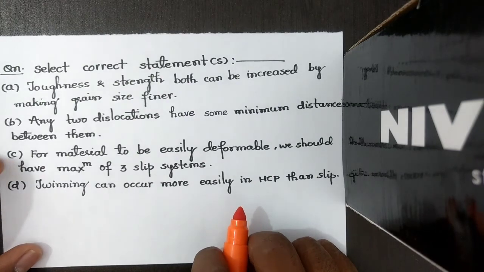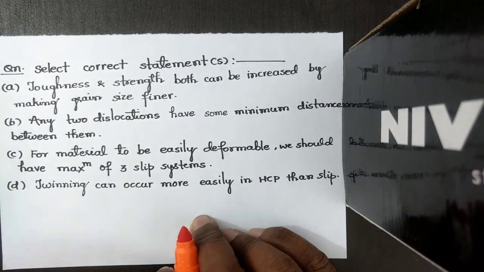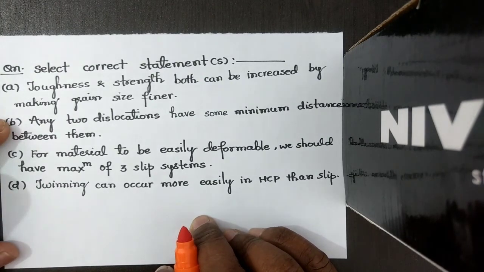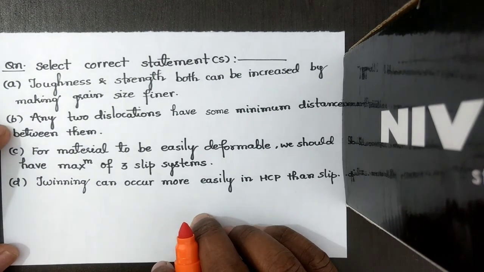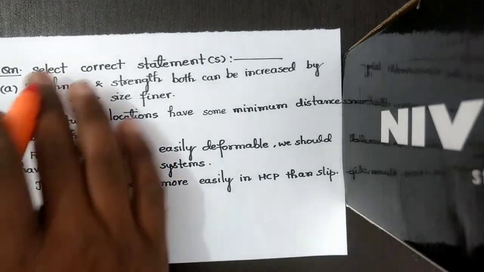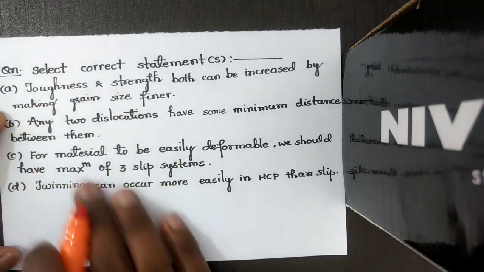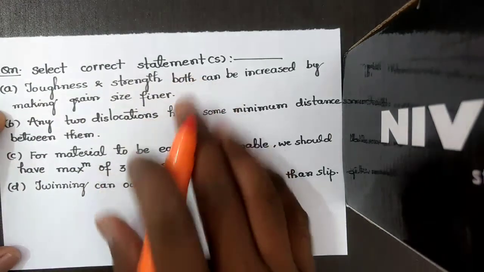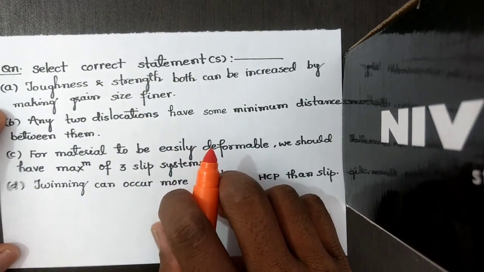The fourth option is that twinning takes place more easily in the HCP crystal system than slip. Slip is more difficult to occur in the HCP crystal system. Is it correct or not? You have to decide. Be prepared for the answer to these questions, and we'll discuss in the next lecture. Thank you very much.